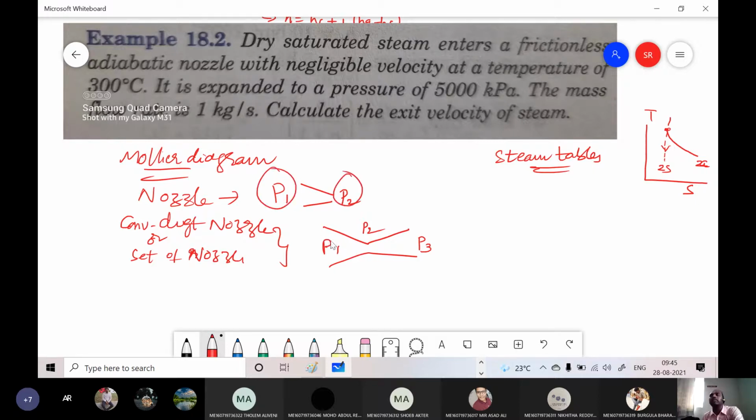If the problem mentions a set of nozzles or a convergent divergent nozzle, then inlet is P1, outlet is P3, and in between, at the throat where the area is minimum, the pressure is P2. Is it clear? These are the notations: when to consider exit pressure as P2, and when to consider exit pressure as P3. Right, now coming to our problem.